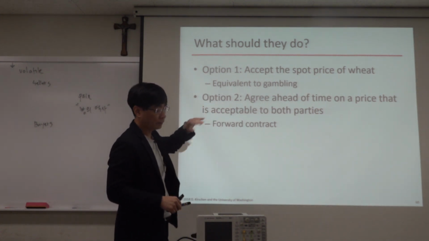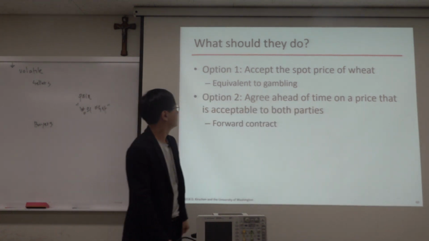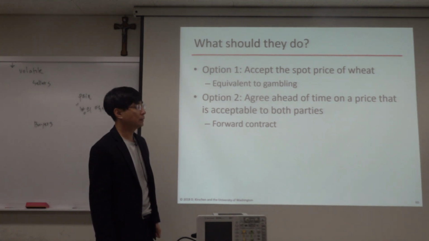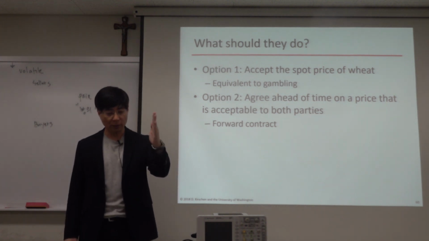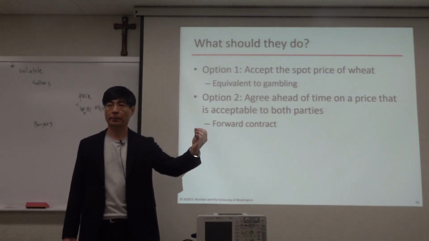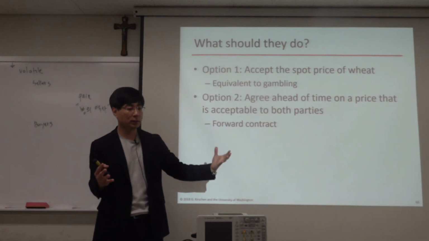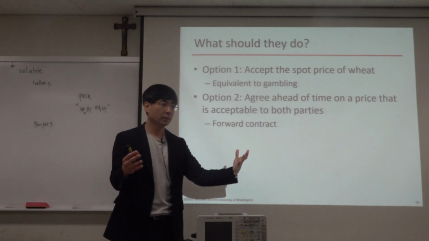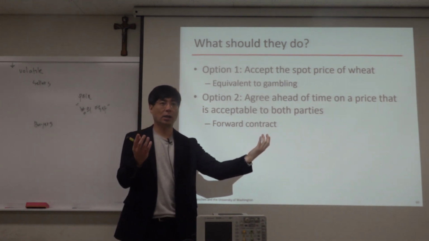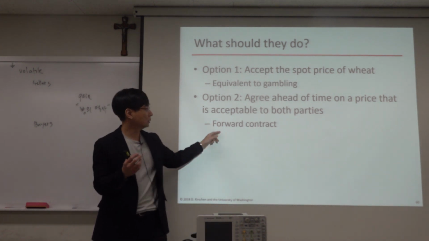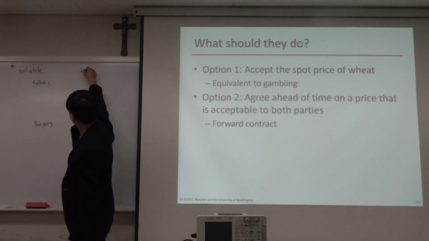So we need to have another option: agree ahead of time on a price that is acceptable to both parties. So we don't need to wait until the day of delivery. We agree in advance about the quantity and price, like 3 months in advance or 6 months in advance. So this farmer and miller can have a contract in advance. That contract is called a forward contract. And forward contract in Korean is called 선도.